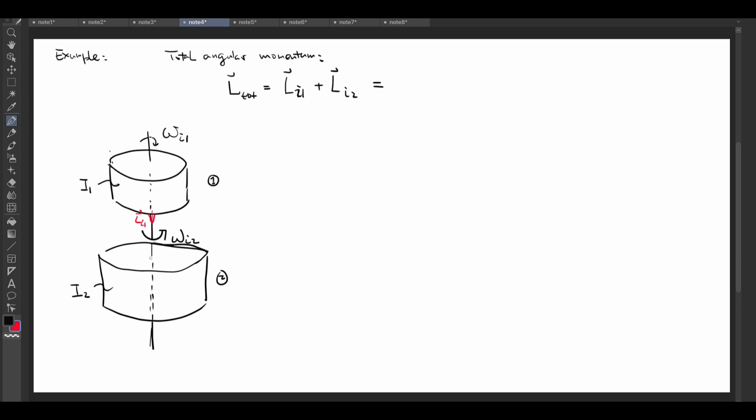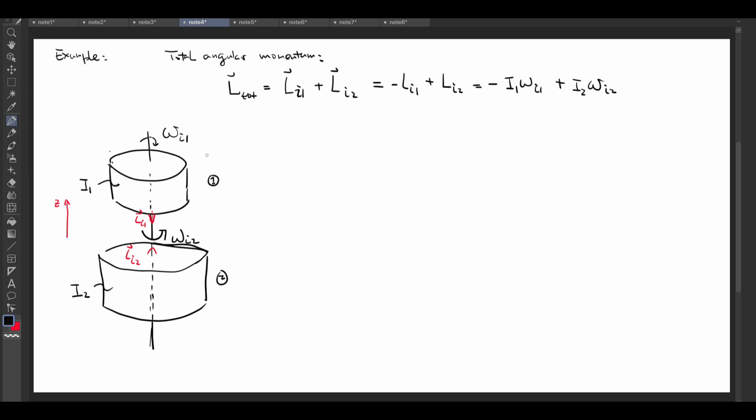Now, omega I2 is rotating in the opposite direction. If I use the right hand rule for that, I will get Li2 upward. Now let's define a direction as positive. Let's say the upward direction is positive, such as the z direction. Then from this expression here, we have negative Li1 and positive Li2. Now Li1 and Li2 just represent the magnitudes. From the previous expression, I know Li1 is I1 omega I1, and Li2 is I2 omega I2. So I have these two numbers.